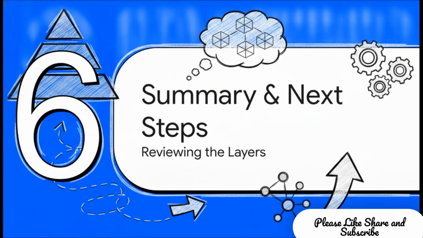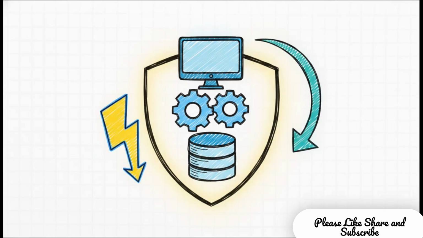Section 6. Summary and Next Steps. So the crucial point is this. SAP relies on a brilliant 3-layer architecture. The presentation layer handles user interaction. The application layer crunches the business logic and rules, and the database layer securely stores the data. By separating these tasks, SAP ensures high performance, tight security, and massive scalability. It's what allows global organizations to run incredibly complex operations without missing a single beat.